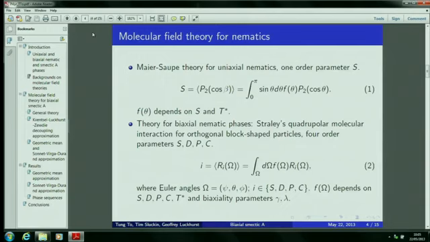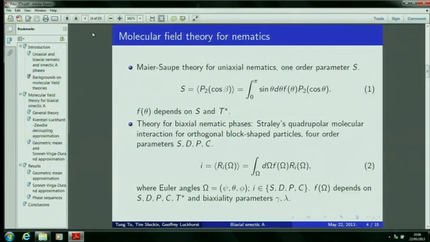Next, to describe the biaxial nematic phase, we need 4 order parameters. So we have P and C in addition to S. When P and C are non-zero, that means this is a biaxial nematic. And now we have these functions which are functions of the Euler angles, so we have the azimuthal angle in addition to the polar angle theta. And the distribution function now depends on the 4 order parameters, the temperature, and we have 2 biaxiality parameters.